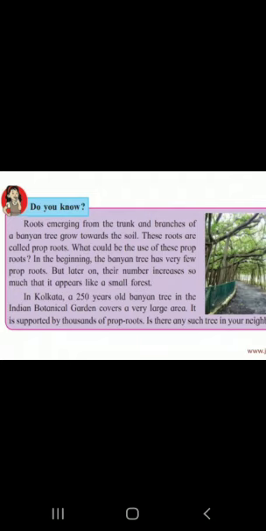Is there any such tree in your neighborhood? You can also tell me if you have seen any such old tree. 250 years means imagine how big, how huge it will be. So this is what we have learned about the root. In the next lecture, we will learn about the stem and other parts of the plants.